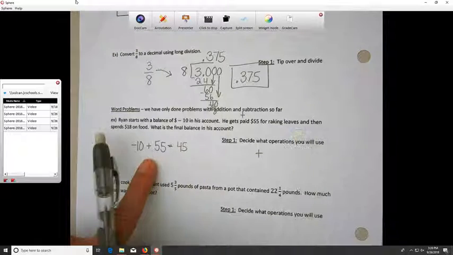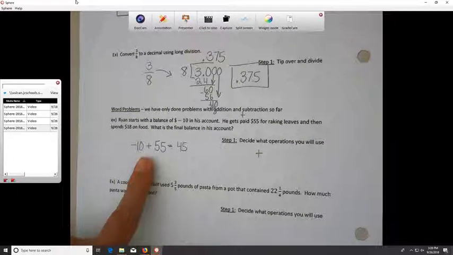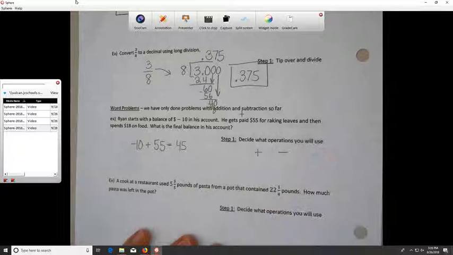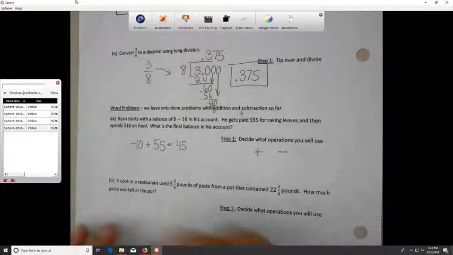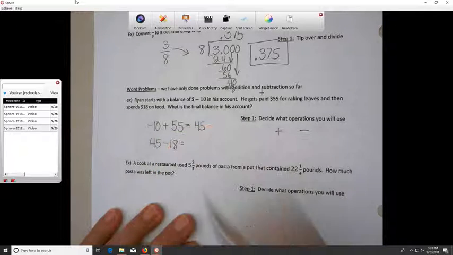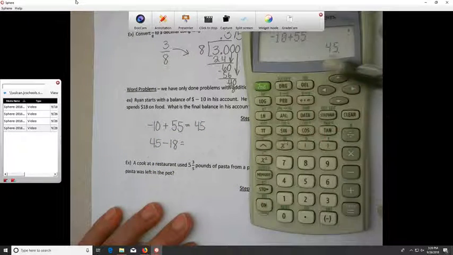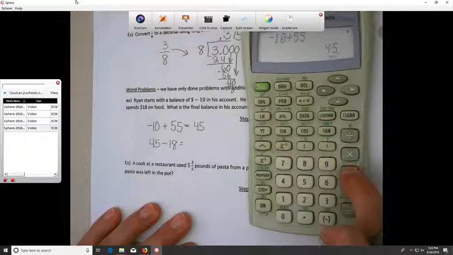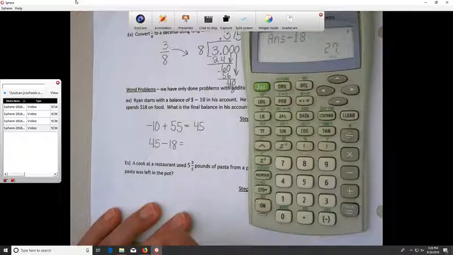Then he spends $18 on food. If you're spending money, that's subtraction. That's coming out of your account. So now we're going to do 45 minus 18. Okay, now you've already got the 45 on your screen, so just press minus 18. And there's our answer, $27.